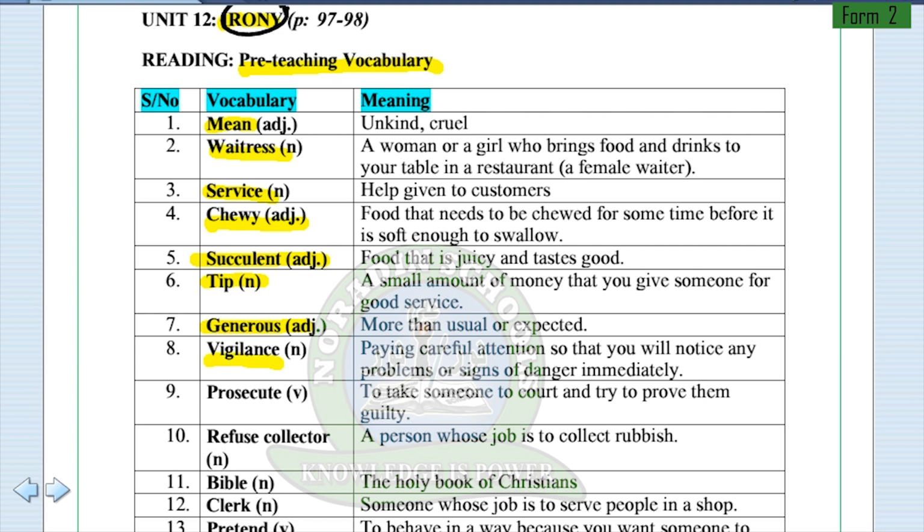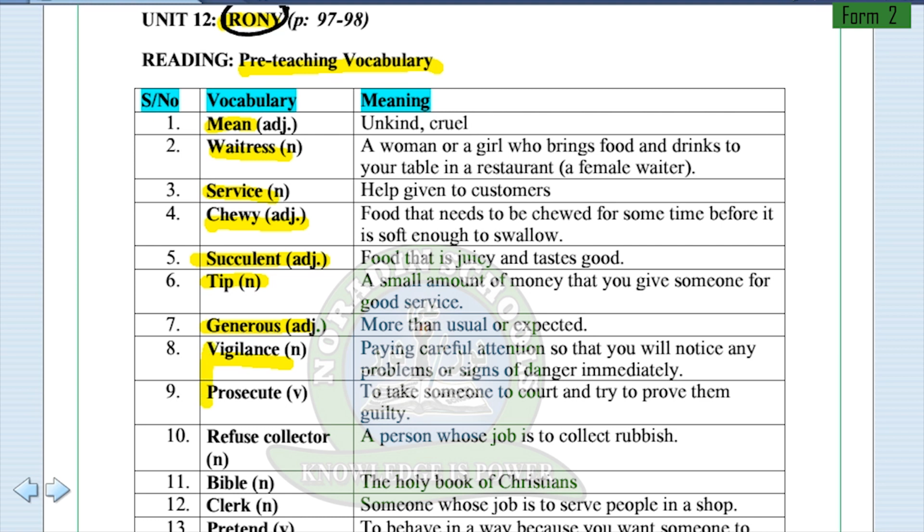Vigilance: paying careful attention so that you will notice any problems or signs of danger immediately. So this is very attentive. For example, we say that student is very vigilant. He never goes outside because he is afraid of being punished by teachers.